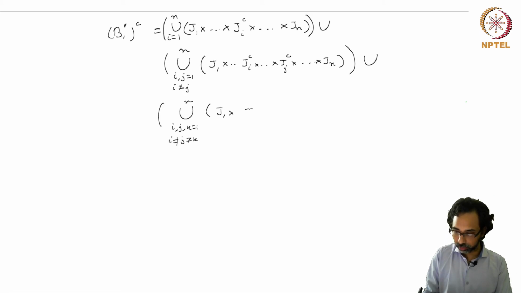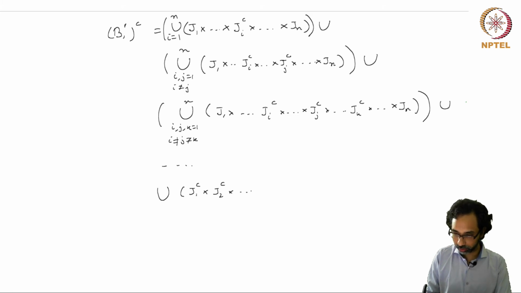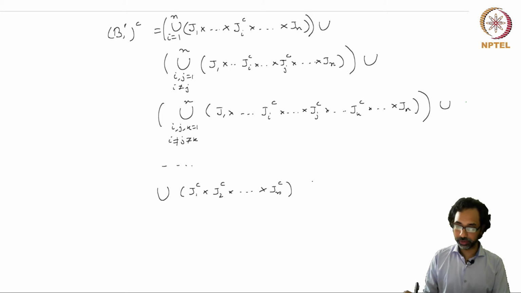So in the third step we will have J1 cross, so now we will have three coordinates with the complement, Ji complement, Jj complement and Jk complement, and the rest are the same. And similarly, in the end, you will have many unions, and in the end you have the union of the set J1 complement cross J2 complement cross Jn complement. So here all the n coordinates are with a complement.